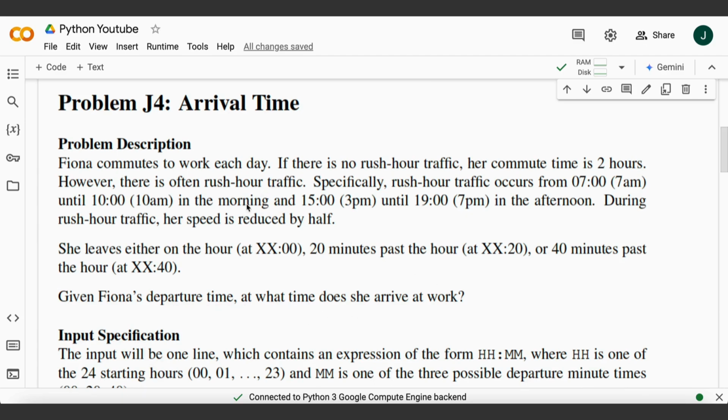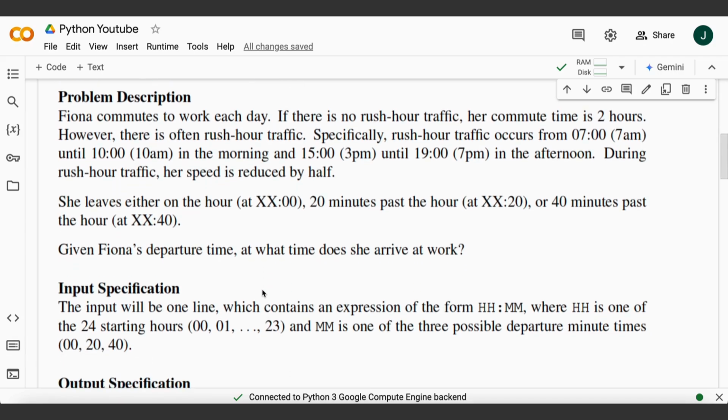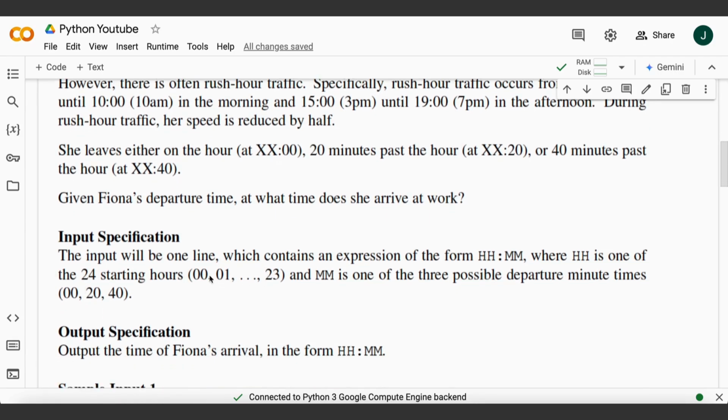Let's take a look at the input and output specifications. The input will be one line which contains an expression of the form HHMM, which is hour, minute, right? The hour will be one of the 24 starting hours, and minute will be 3 possible departure times: 00, 20, or 40. The output will be the time of Fiona's arrival in the form of hour, minute, right? So that's the input and output specification.